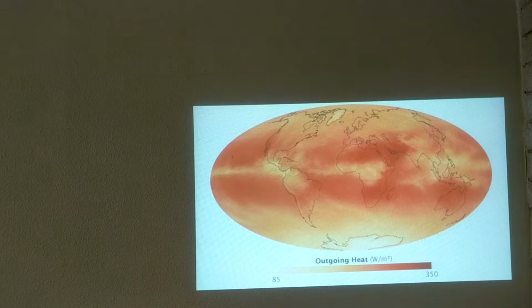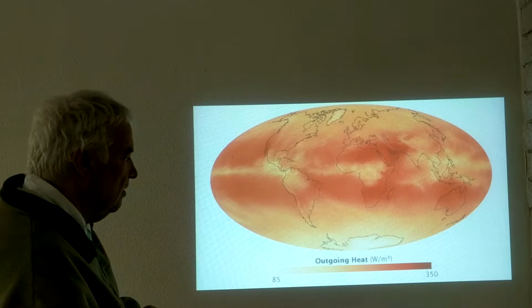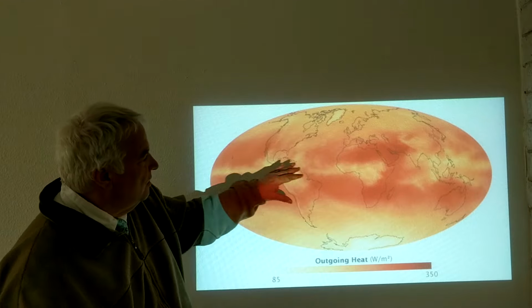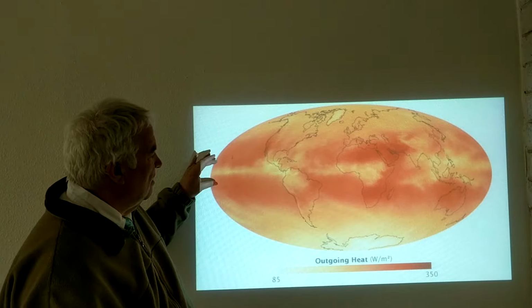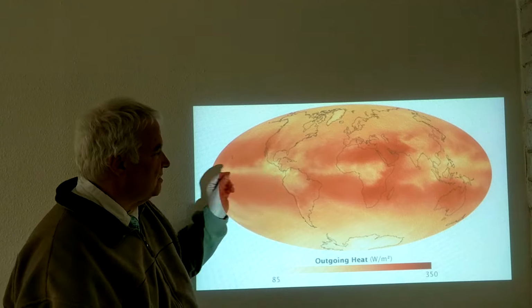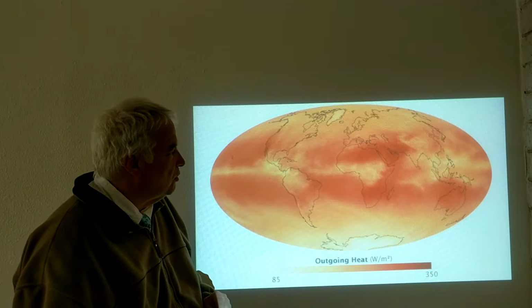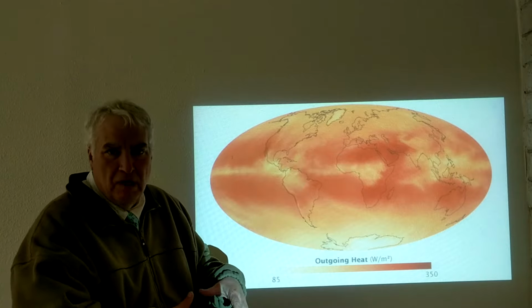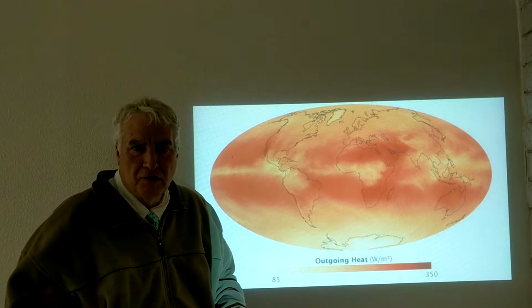Here's a map of the outgoing heat, also in watts per meter squared. You can see throughout much of the lower latitudes, tropical and equatorial regions, a lot of heat is being released from the surface of the Earth.